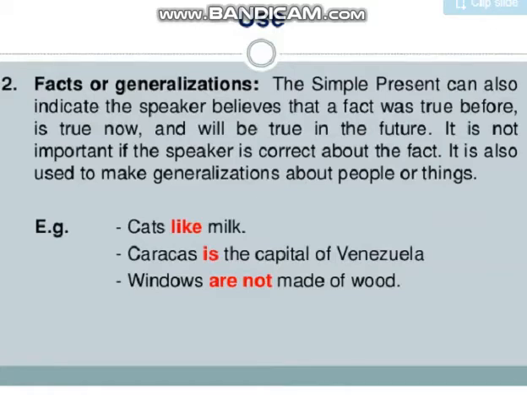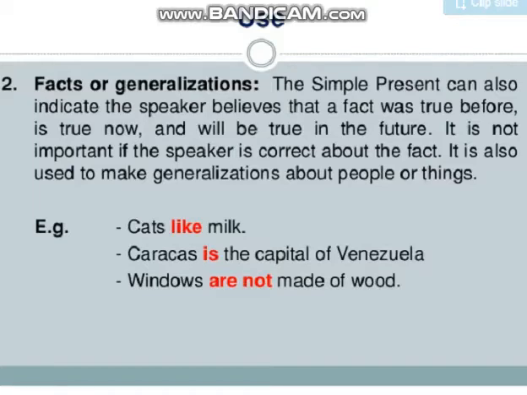It is also used to make generalizations about people or things. It can also be used whenever we are suggesting that a person is like this, or we are just generalizing. We are generally saying something about the whole category, not a particular person. Like when we say that all children are naughty, it's not necessary that all the children would be naughty, but we use simple present tense for it because we are generalizing. We are just giving a general fact about different children.